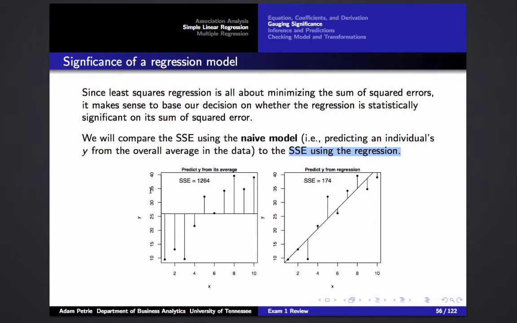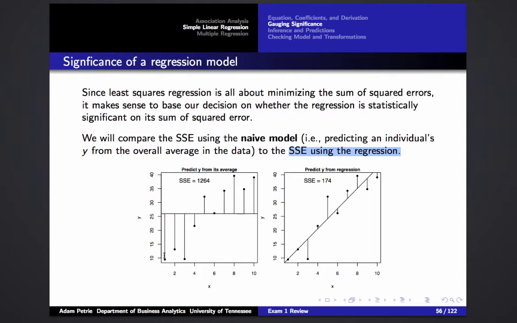So here's a scatter plot showing the points' x and y values together, and we see a nice positive trajectory here. The naive model says, all right, I'm not going to use any information about x at all, and for each individual, I'm going to predict its y value to be just the overall average. So this horizontal line here represents the naive model, the overall average value of y in the data, and so it's making that exact same prediction for every individual.